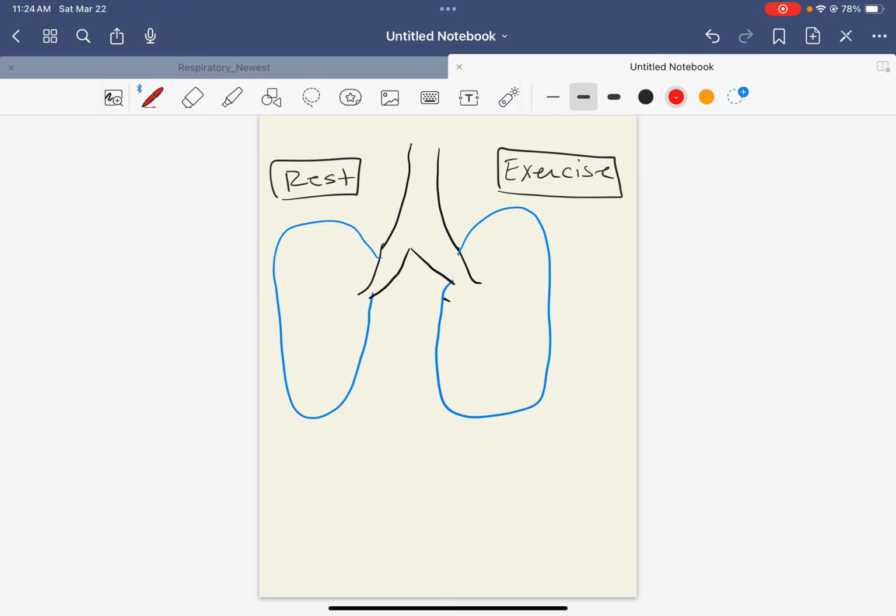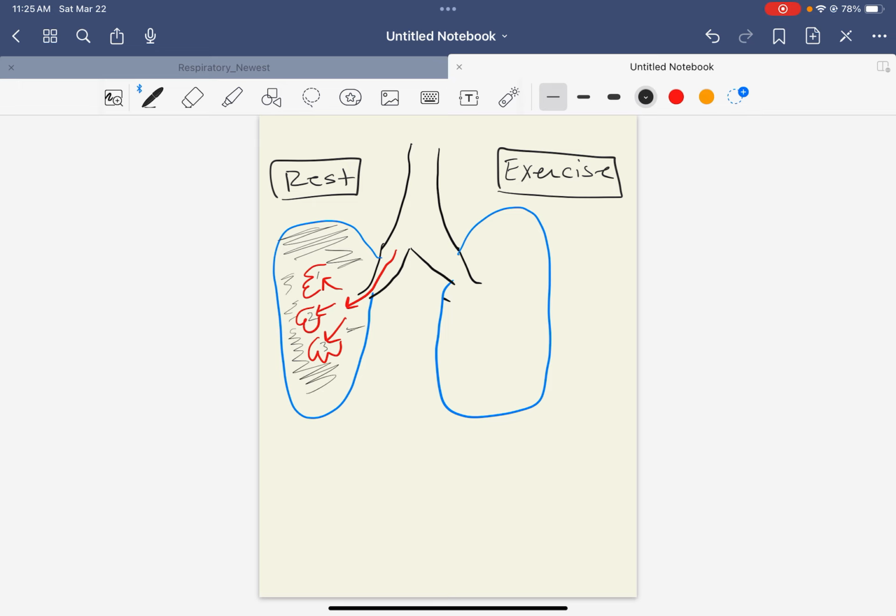At rest, when we bring air in, we're only going to exchange gases here. Let's just say that we're going to exchange gases in those 3 zones. There's going to be a lot of physiological dead space. Remember, there's a dead space where we don't exchange. So at rest, we're only utilizing, let's say, 3 zones. That's it. All this other part is not being used.